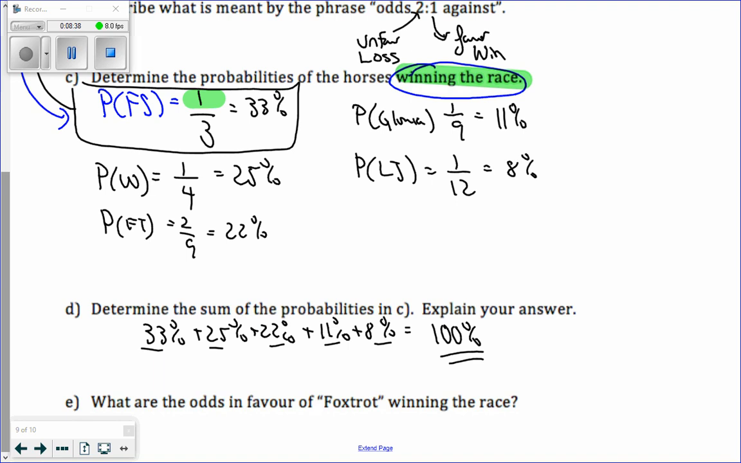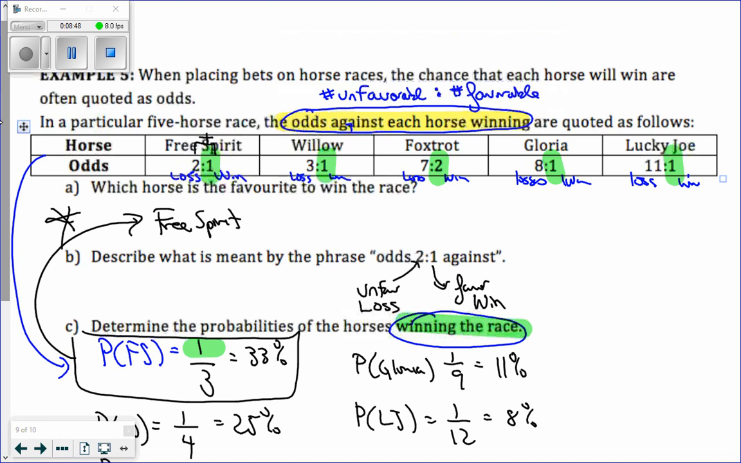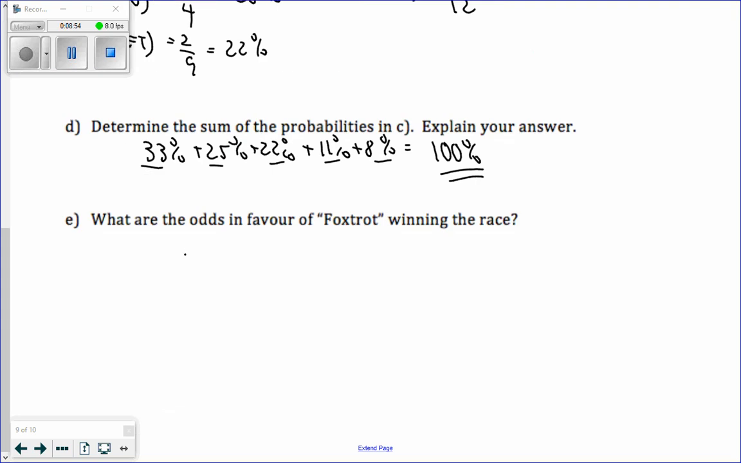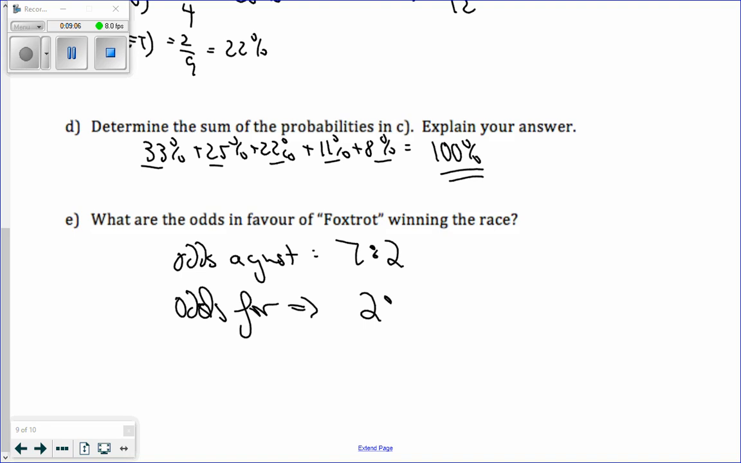Okay. What are the odds in favor of Foxtrot winning the race? So this is super easy. So Foxtrot, odds against are 7 to 2. So what are the odds for? What would they be? 2 to 7. You just switch up and around.